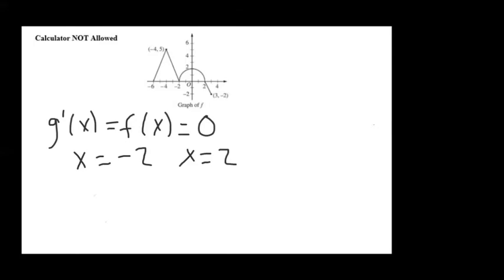At x equals -2, g doesn't have a local max or min because it doesn't change signs there, but there is a local max at x equals 2 because when you look at the graph, you can see that g will have a local max because f changes from positive to negative there.